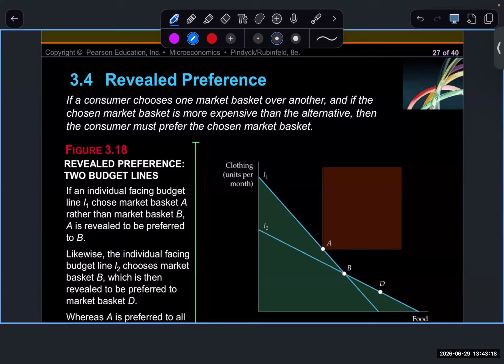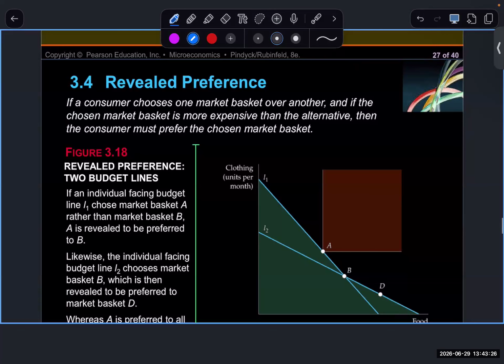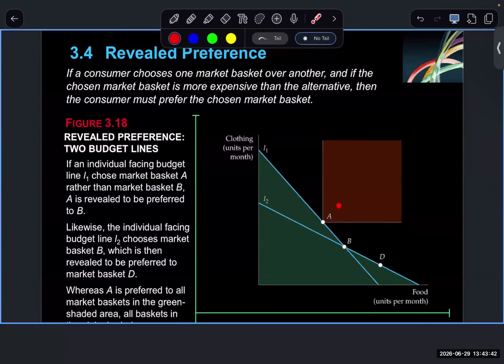Next part, 3.4, revealed preference. Here, I'm not going to go into it deeply. The core idea is that we don't ask you what you like, okay? We watch what you choose because actions speak louder than words. So in this graph, suppose you can afford both A and B, but you pick A, what does it mean? You must prefer A over B, okay? Because you choose A. Your choice reveals your preference.